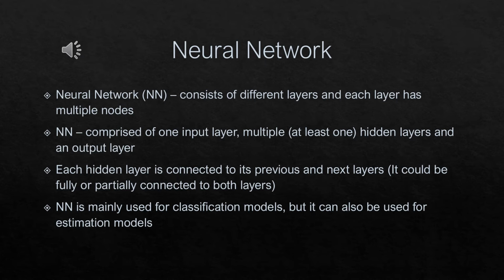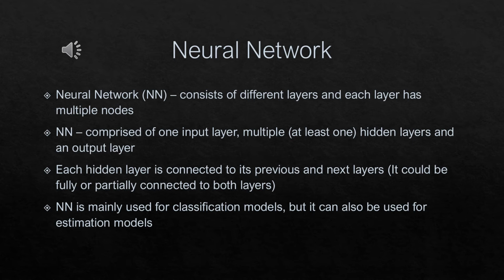So it basically has an input layer, then multiple or at least one hidden layer, and then an output layer. Each layer will have its own number of nodes. Now each hidden layer is connected to its previous and the next layers. It could be fully or partially connected. Fully connected means each node of a hidden layer is connected to each node of the next or the previous hidden layer.